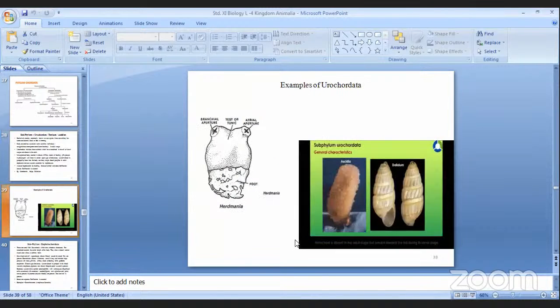See here, you can see this. This is Herdmania, this is Doliolum, and this is Ascidia. Clear?